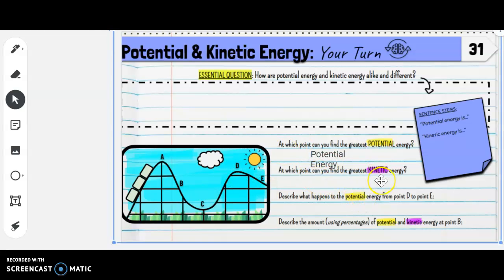At which point can you find the greatest kinetic energy? So, when we take a look at kinetic energy, whenever you're at point A, we know that's potential. So you're going down the roller coaster and you're speeding up, and then you hit the very bottom, point C. That's where most of the energy is going to be. So the greatest kinetic energy would be point C. So let's go ahead and type that one in here.